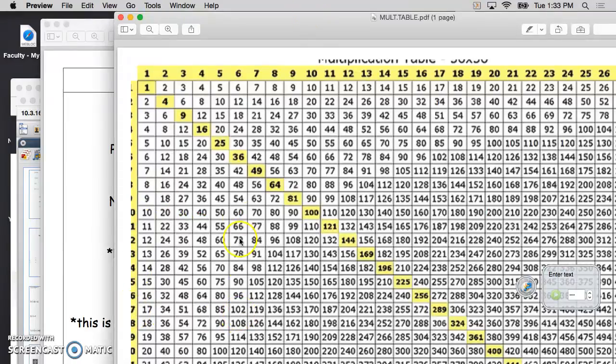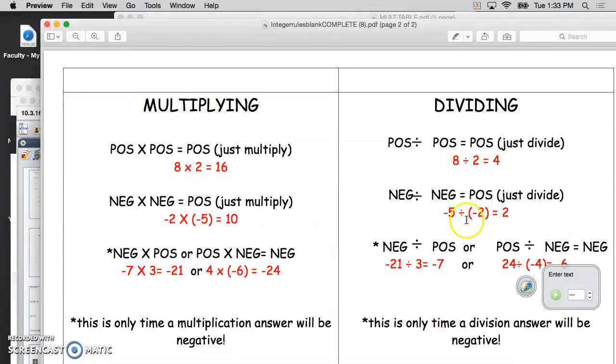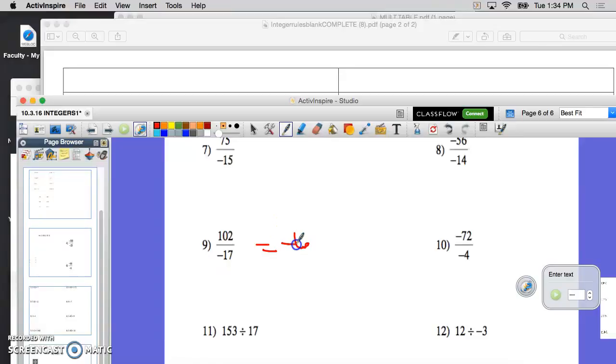17, 102. My answer is 6. So this answer, 6. Positive or negative 6? I have a negative divided by a positive. A negative divided by a positive, or positive divided by a negative, my answer is negative. So this will be a negative 6.